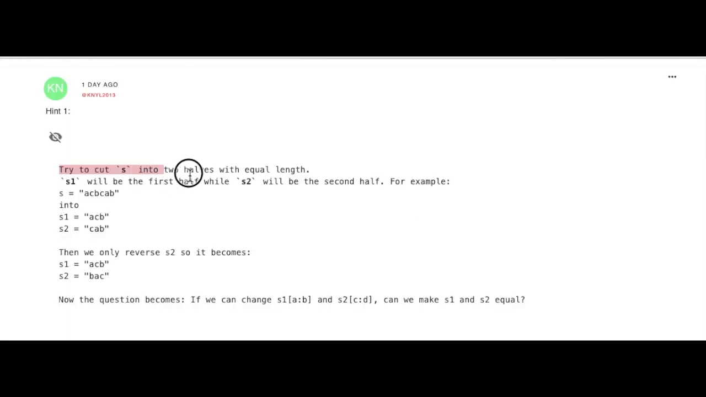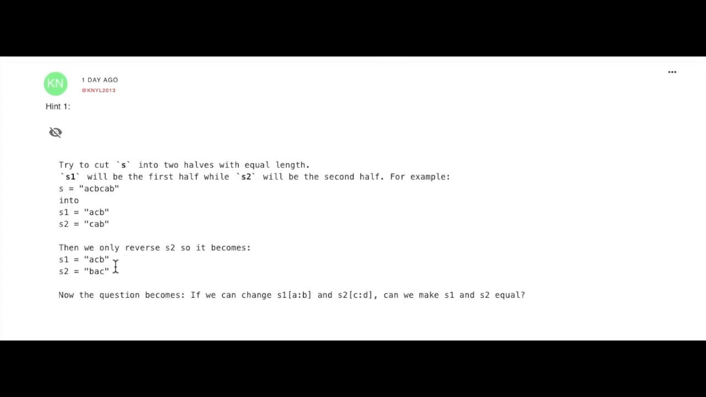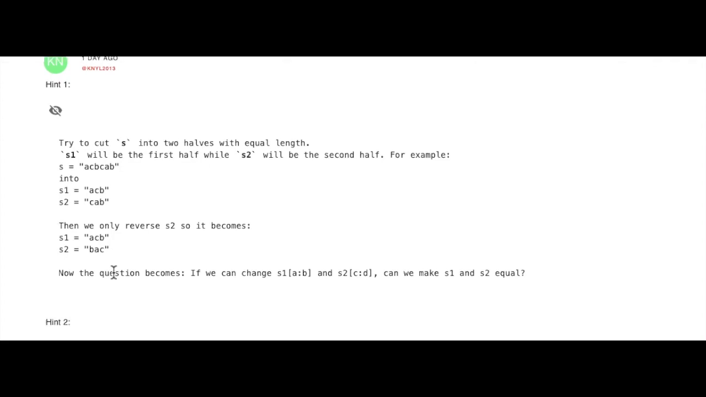Let's try to cut S into 2 halves of equal length, and S1 will be the first half and S2 will be the second half. For example, given S is ACB and CAB, we just create 2 strings. The first one is ACB and the second one is CAB, and then we reverse S2 because we are doing a palindrome, right? So we have to reverse the second half of S, which is S2. In this way, the question becomes: if we can change some range of S1 and some range of S2, can we make S1 and S2 equal?